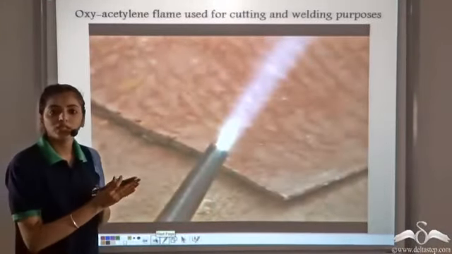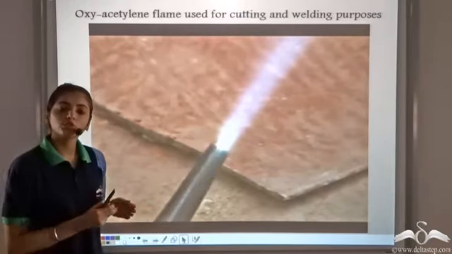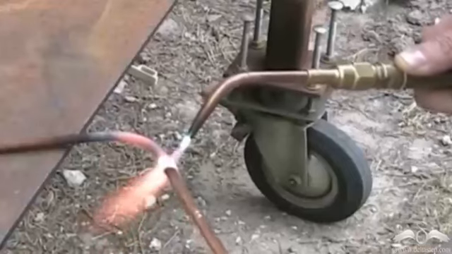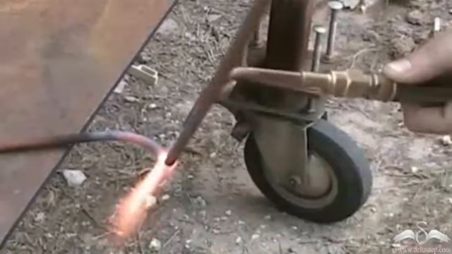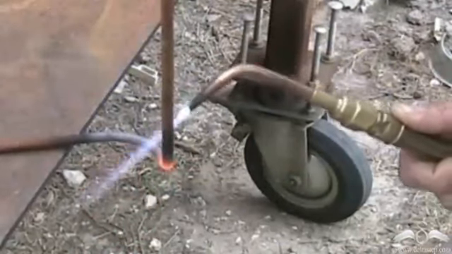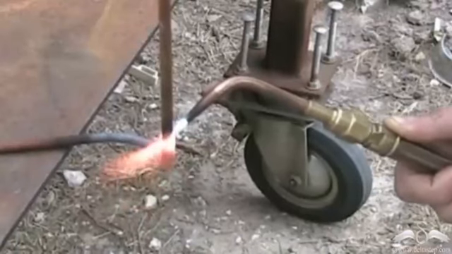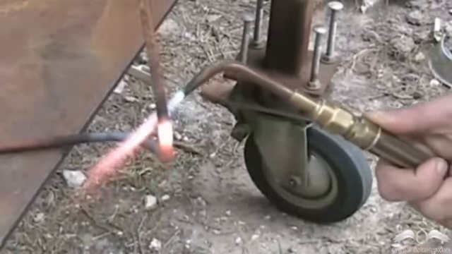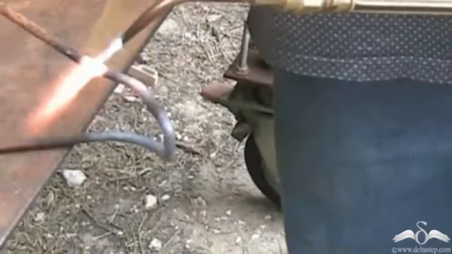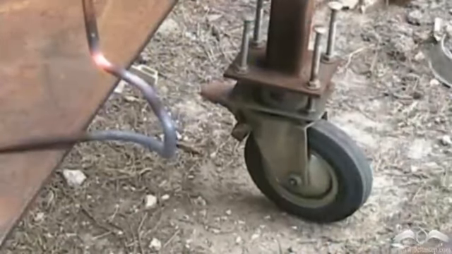Have you ever seen cutting and welding going on nearby? You must have observed this flame which is used for cutting and welding purposes. See how cutting and welding takes place? The flame which is used for this purpose is the oxyacetylene flame. That is, it is made from oxygen gas and acetylene gas. So one very important use of ethyne or acetylene gas is making the flame, that is the oxyacetylene flame, which is used for cutting and welding purposes.